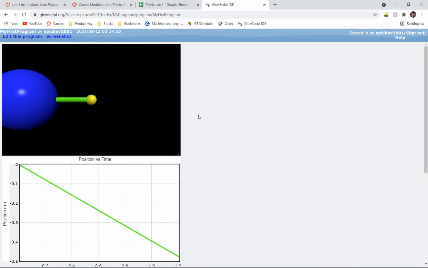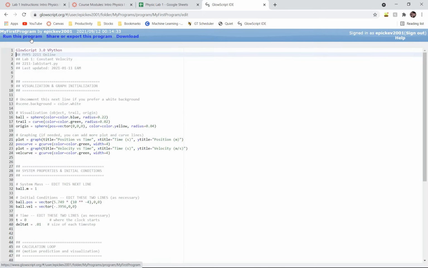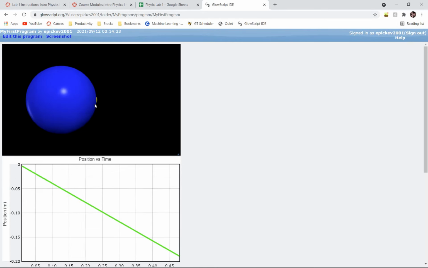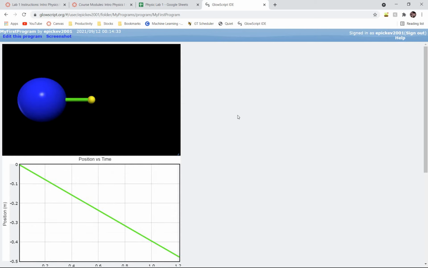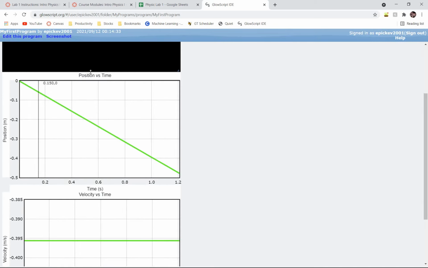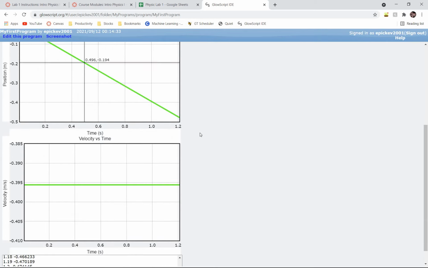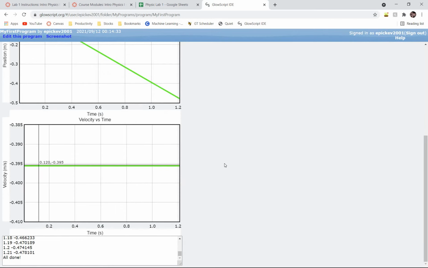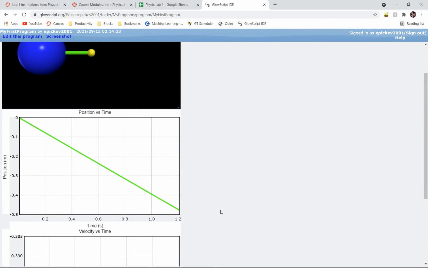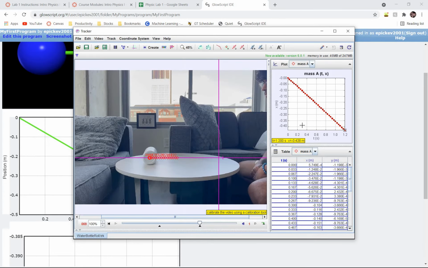And then in the computer model, this is the origin, and you see the ball moving to the left. And you see this is the position versus time graph. It's a linear line. And it's going down because it's negative x direction, and the velocity is constant. And this is also the position versus time graph for the tracker. And they look very similar.